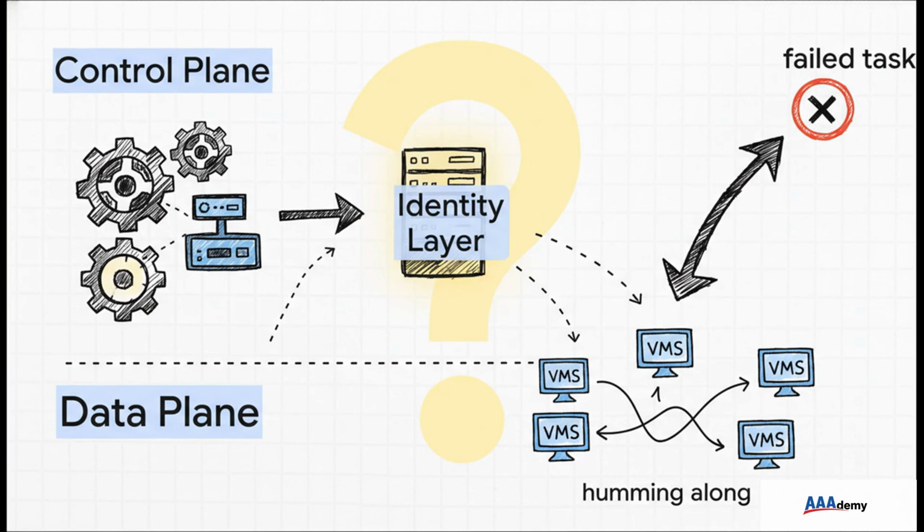So here's the big diagnostic question you need to ask yourself. If the answer is yes, if your workloads are humming along just fine, but you can't seem to manage anything, your investigation should immediately zoom in on the control plane and that underlying identity layer. Don't waste your time looking at the data plane where the VMs live.